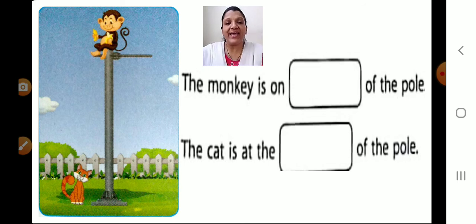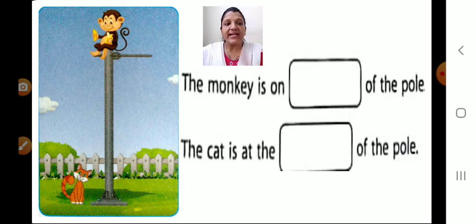Look, what do you see here? There is a monkey eating bananas and there is a cat sitting. But what is their position? Let us read and find out. The monkey is on dash of the pole. Where is the monkey? Yes, top. The monkey is on top of the pole.